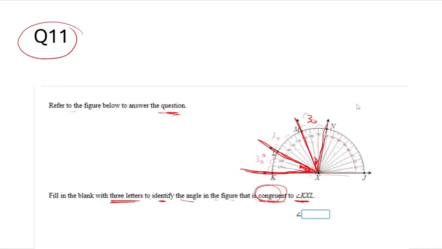So what is the 3 letter for this angle? NXM or MXN. Same, correct. Okay.